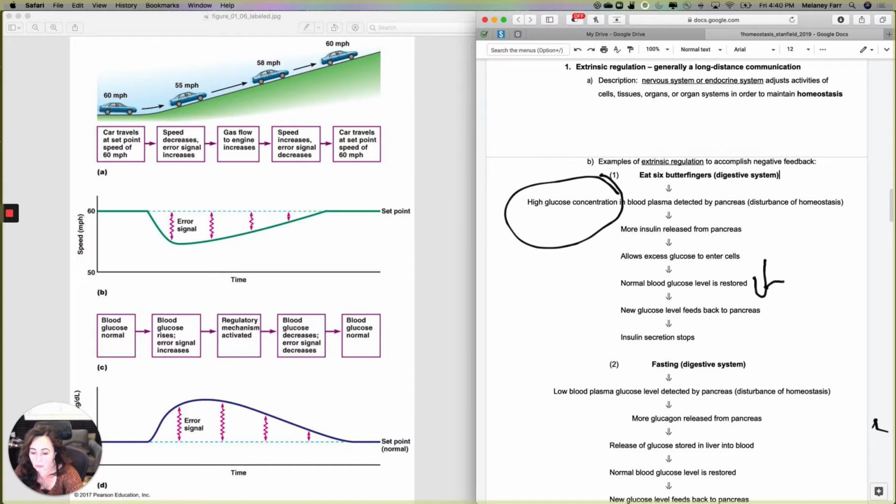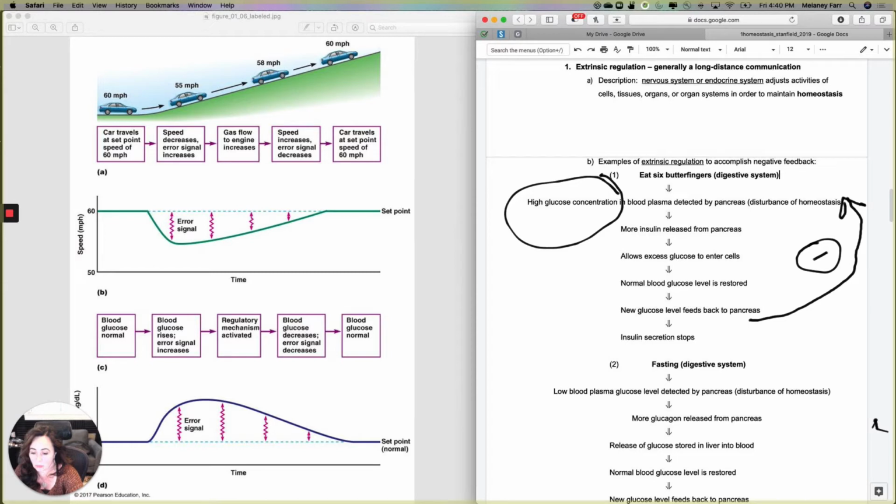Okay. And then the new glucose level, this is the important part. It has to be a loop. Otherwise, the low glucose would be just as much of a problem as the high glucose. So the new glucose has to feed all the way back, right? Negative feedback inhibition as the new part of the variable so that you can actually stop this. So the insulin secretion will stop as you feed the new glucose level back.